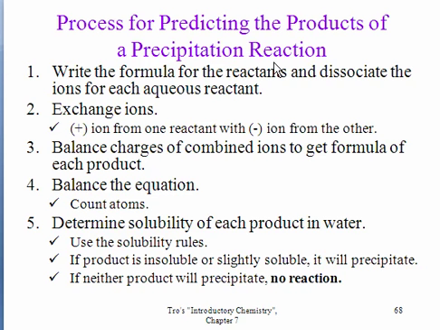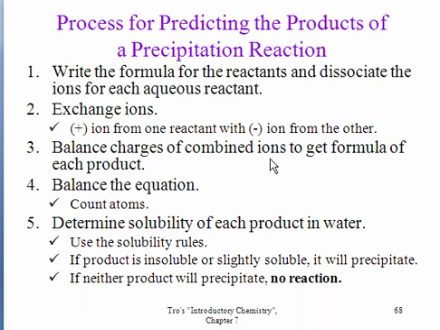So you'll be expected to predict the products of a precipitation reaction. And if you follow these five rules, you won't go wrong. The first thing you want to do is write the formulas for the reactants and dissociate the ions for each aqueous reactant. Then exchange the ions between the two reactants.